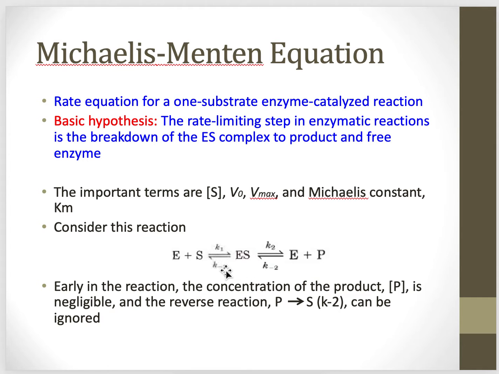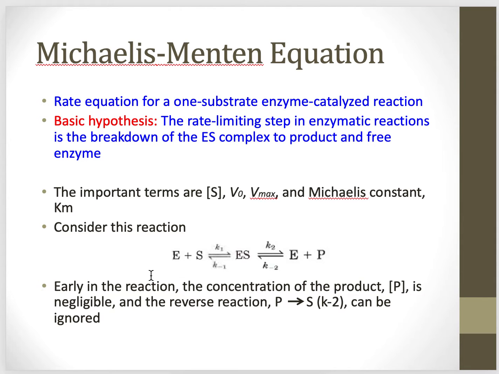Now consider that the reaction is at the beginning, that means early in the reaction. Early in the reaction, the concentration of the product P will be negligible because the reaction has just started, so there is no product. So if the concentration of P is negligible, this reverse step, the formation of ES from E and P, will be negligible, right? Because the concentration of product is very low, this reverse step will not occur here.